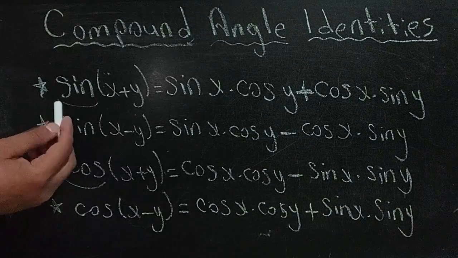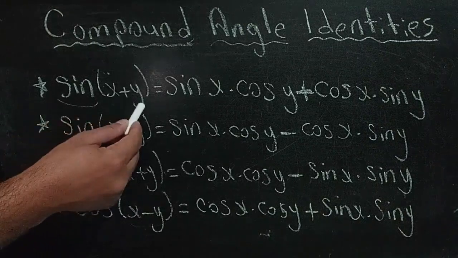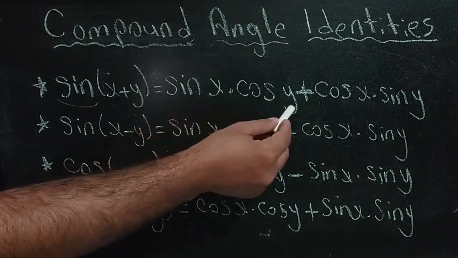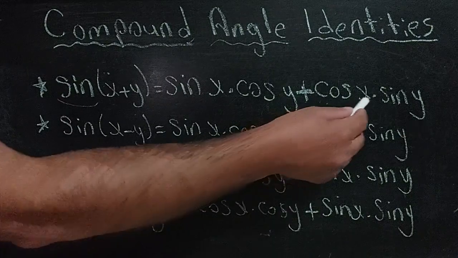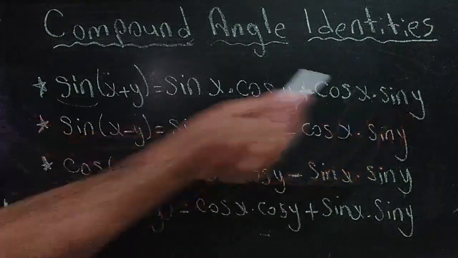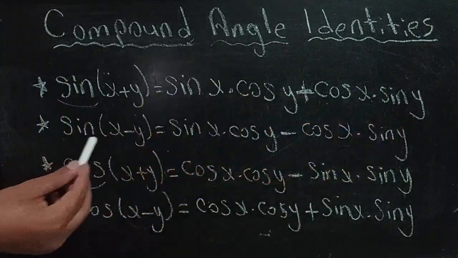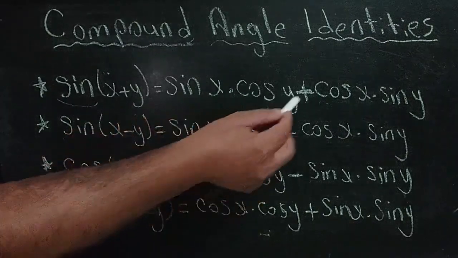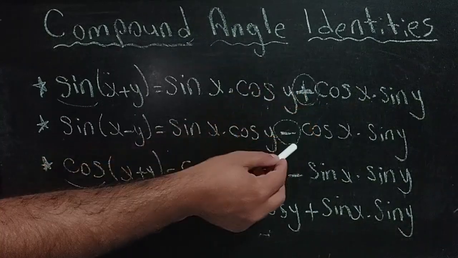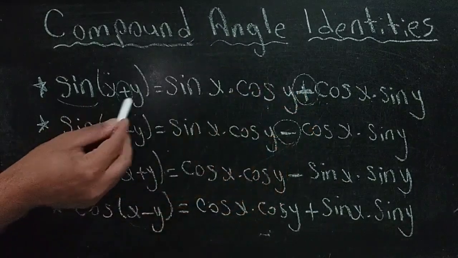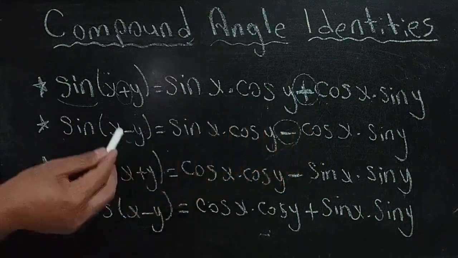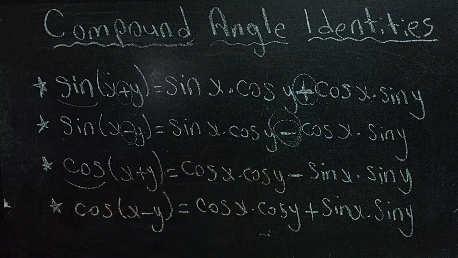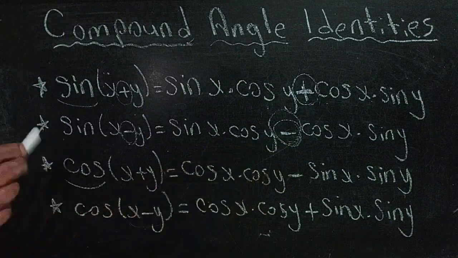My first formula is sinus x plus y equals to sinus x times cosinus y plus cosinus x times sinus y. And the other one, sinus x minus y, the same thing. The difference between this and this is just positive and negative. See, if this one is positive, this will be positive, and if this one is negative, this one is going to be negative. But for cosinus, we won't say the same thing.